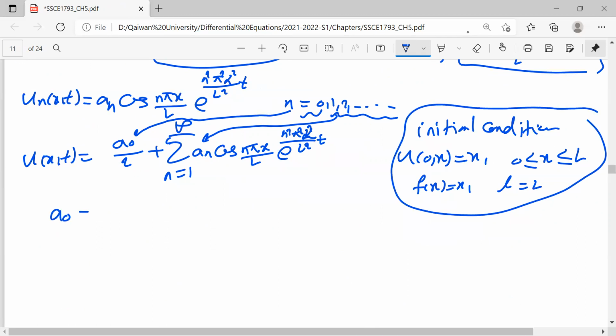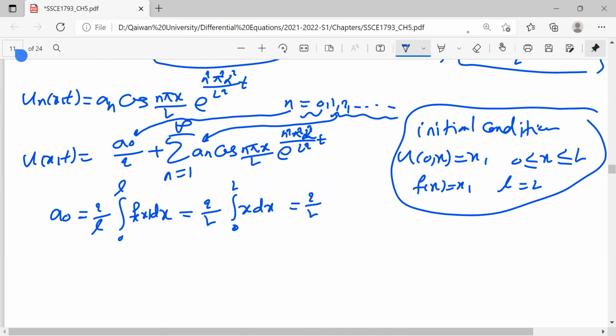Now you find a naught. A naught is 2 over L times the integral from 0 to L of f of x dx, and this equals 2 over L integration from 0 to capital L of x dx, and this equals 2 over L. Here the integration is x squared over 2 from 0 to L. We replace by L, then by 0. It's L squared over 2, and so the result is L. This is L. A naught is L.